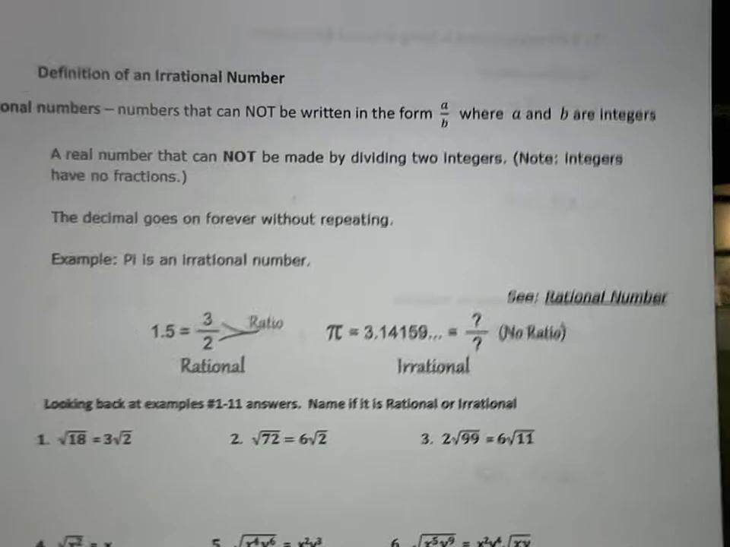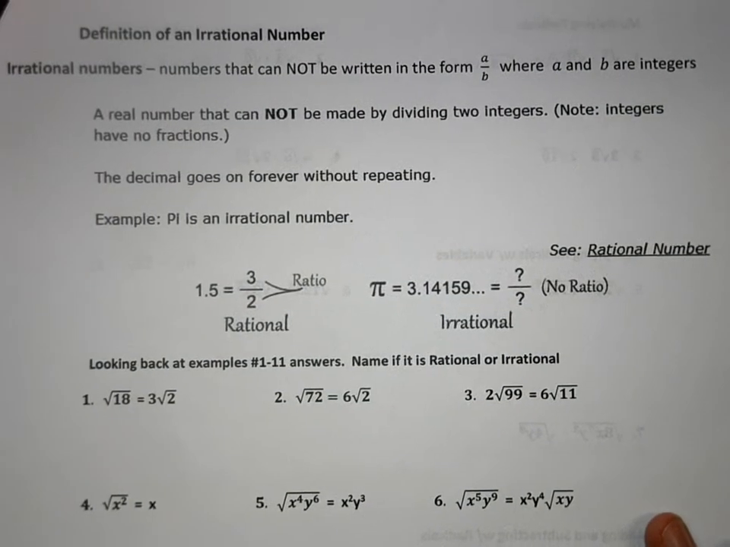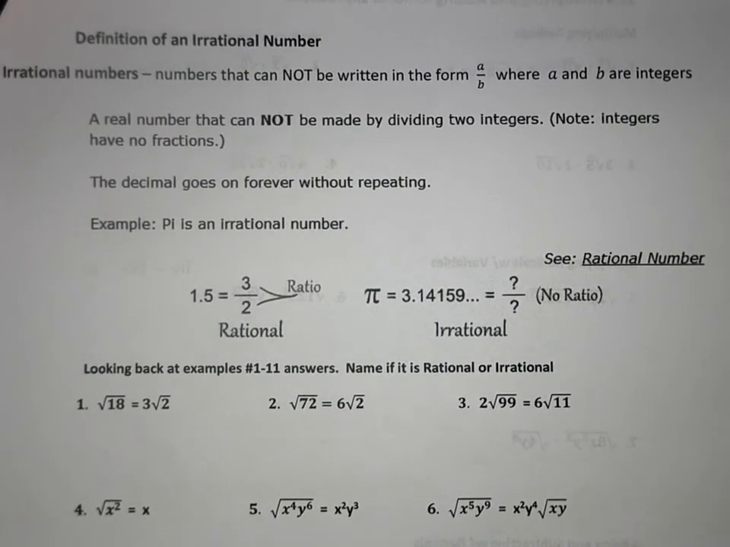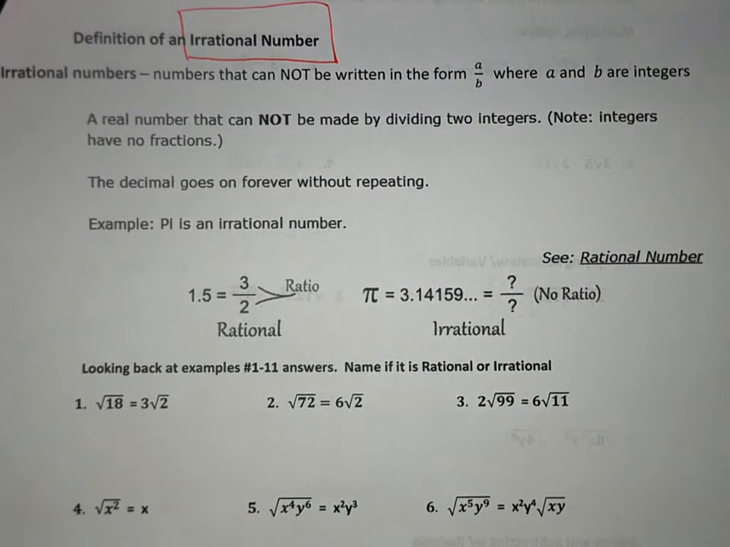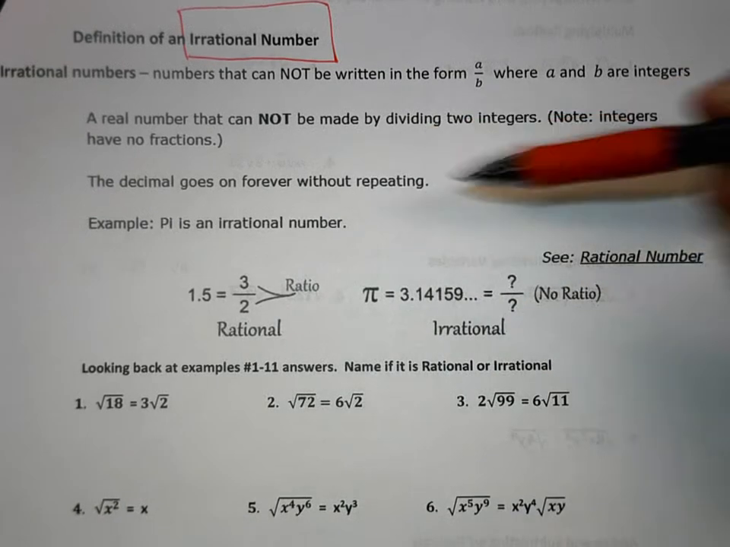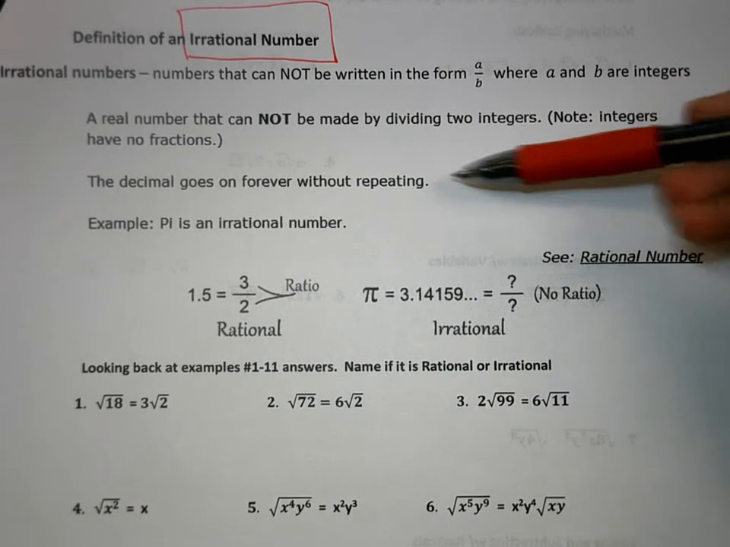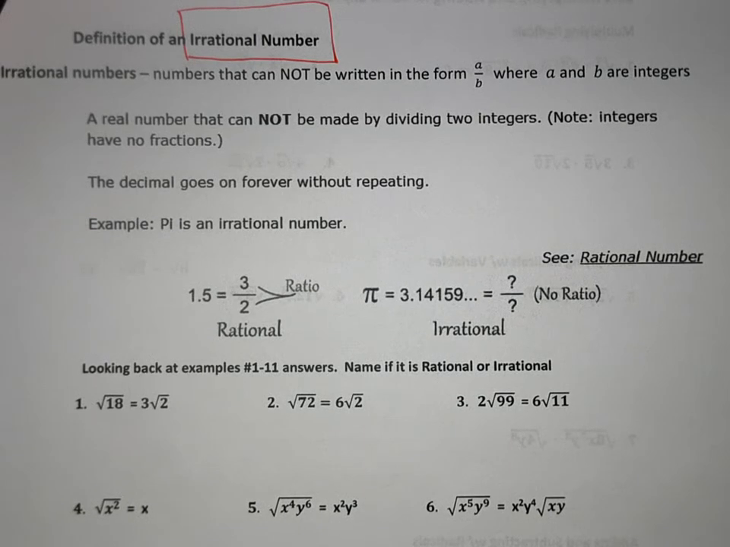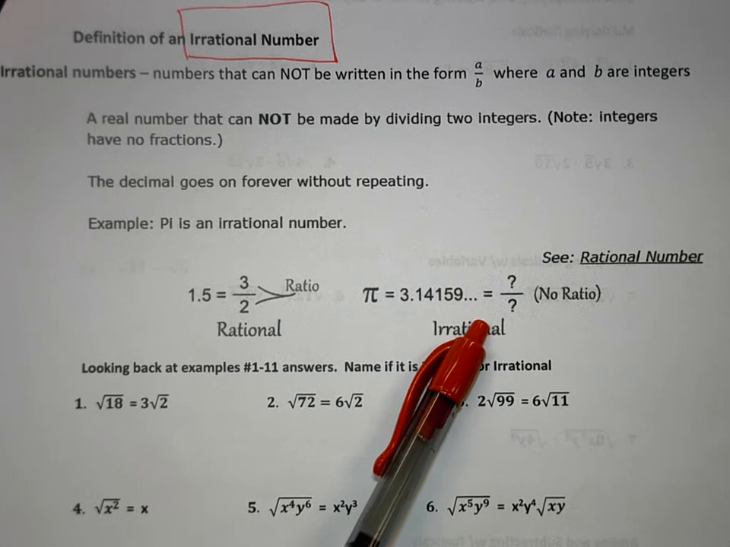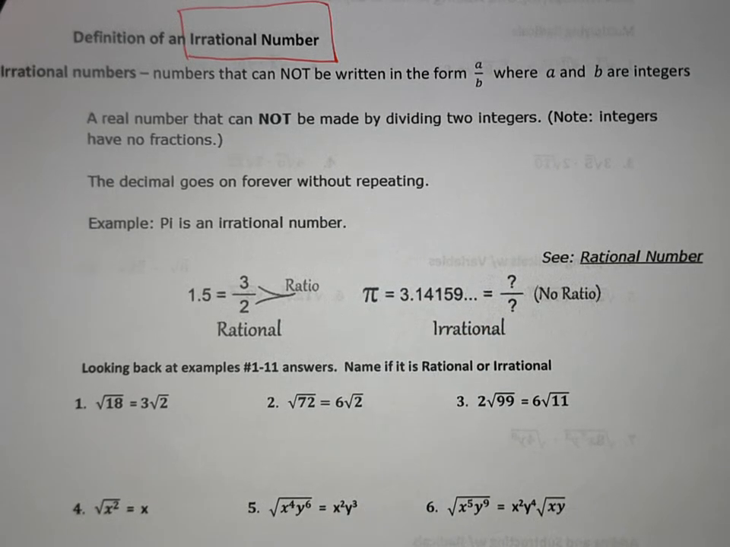Now we have irrational numbers. An irrational number is a number that cannot be written as a fraction. A real number that cannot be written as two numbers dividing. So the decimal goes on forever without repeating. Can you guys think of any numbers right now that are irrational numbers? Pi. Pi. Very good. Oh, that was right there. I wasn't even surprised. Almost kidding.